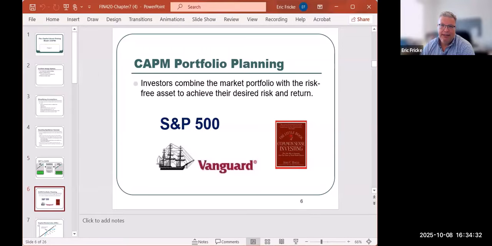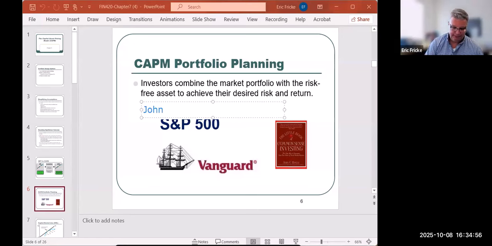An interesting thing about this is that after this research was published, an investment industry person, John Bogle, took this research to heart. And he asked, how can we do this for the average investor? How can we create a portfolio that represents the market, at least the whole stock market?